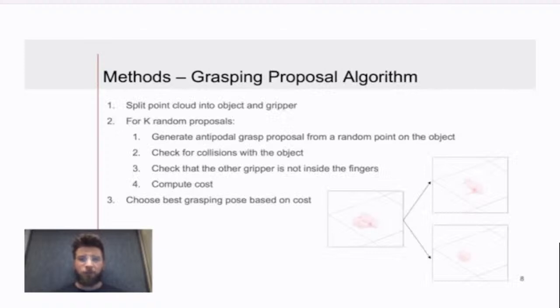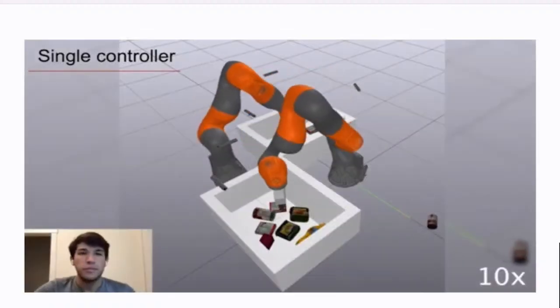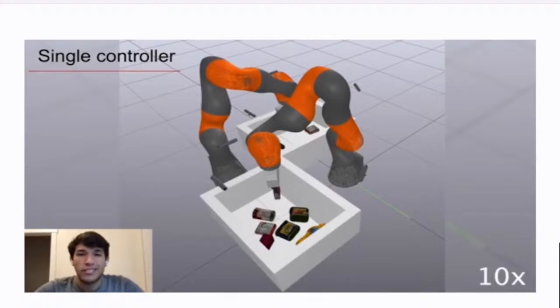The main technical challenge here is finding a good grasping pose in the air. Unlike the algorithm that was taught in the class, here the point cloud includes both the object and the gripper, and we needed to separate them before coming up with a good antipodal grasp proposal. Overall, this approach allows us to have simple controllers, but that still have some cooperation between them. On the other hand, it's good only when the chance of collision is low and is not suitable for every task. The previous methods could all solve a limited number of tasks and were not generalizable.